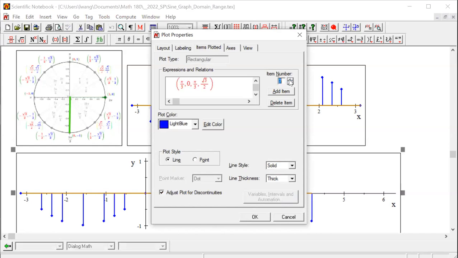So 3 pi. Wait. This is pi over 2, right? Where's my pi over 2? Here we go. Never mind, I'm just going to measure 3 pi over 2.